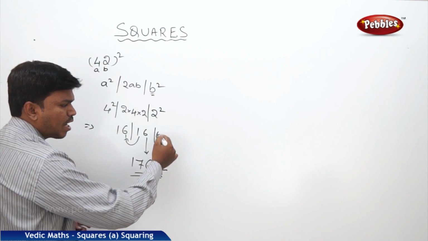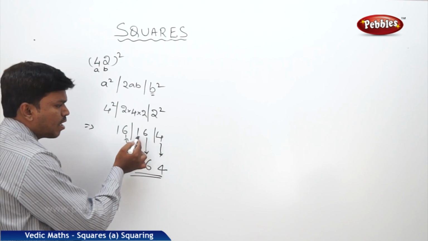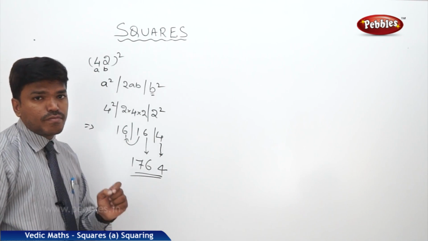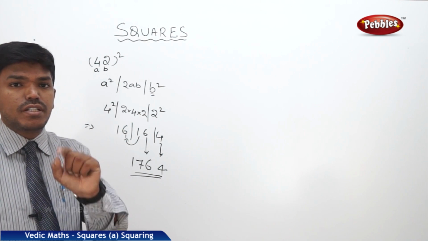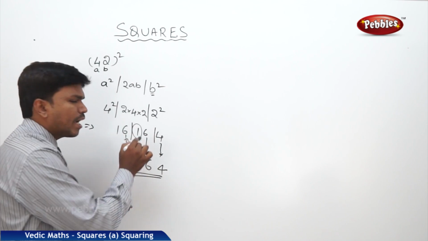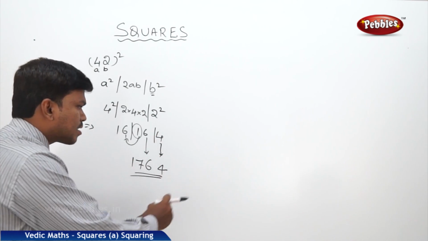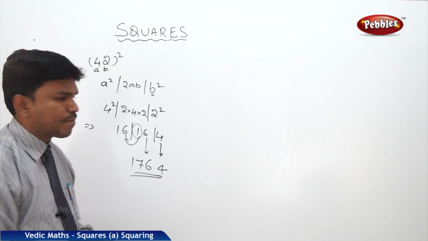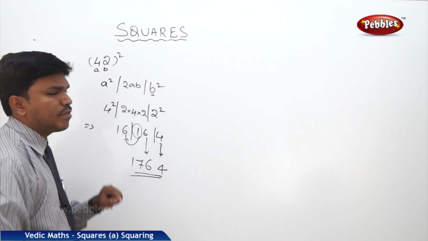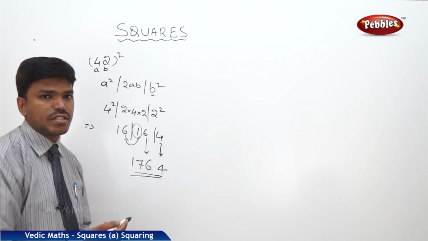Here there is only one digit, and I am dropping it as it is. Now coming to the next number, that was 16. In 16 I will drop the ones place digit, that is 6. Whatever the remaining digit is, either a tens place or a hundreds place, just carry it forward to the next part of the answer. So 1 will be carried to the next number, that is 16. So 16 plus 1 is 17. So my answer is 1764.